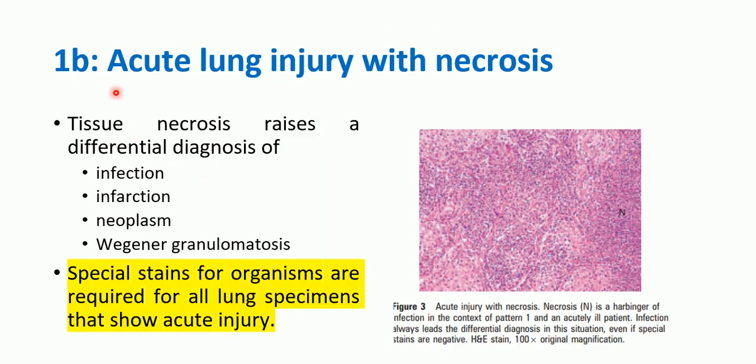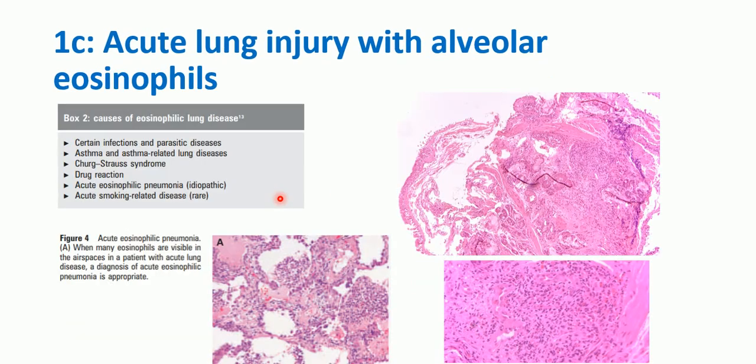Second pattern which we commonly encounter is acute lung injury with necrosis. Whenever necrosis is seen, the differential diagnosis that comes into the picture is infection, most commonly tuberculosis in the Indian setting, then infarction, neoplasm, and Wegener's granulomatosis. Special stains for organisms like Ziehl-Neelsen staining for acid-fast bacilli are required for all lung specimens that show acute injury. So whenever we see necrosis, it's also a pattern seen in acute lung injury.